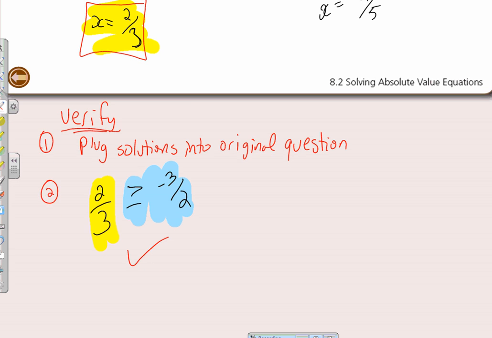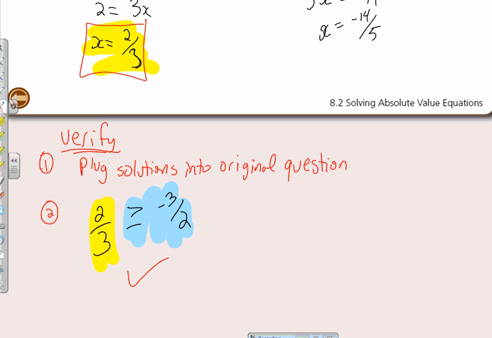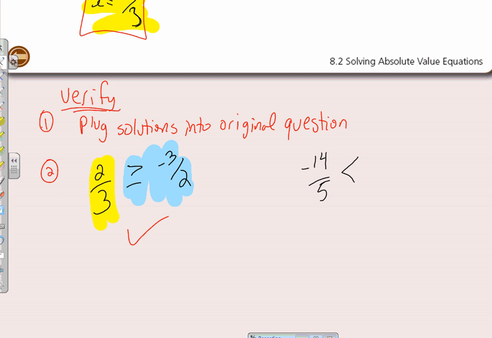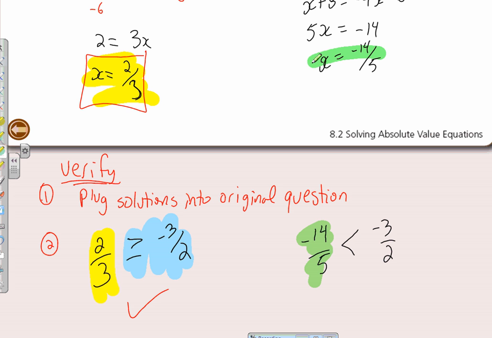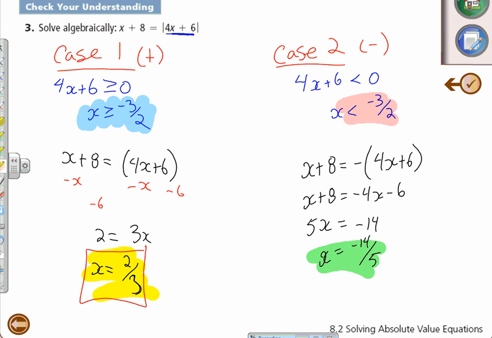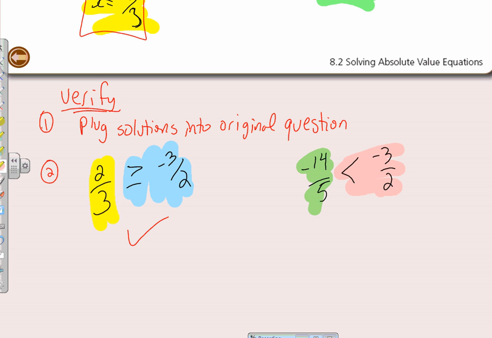Looking at the other one, I need to check, is negative 14/5, is that one less than negative 3/2? Color coordinate that for you. Here's that solution. Is it less than that one? And yes, it is. That's a good one. So this also is a solution.